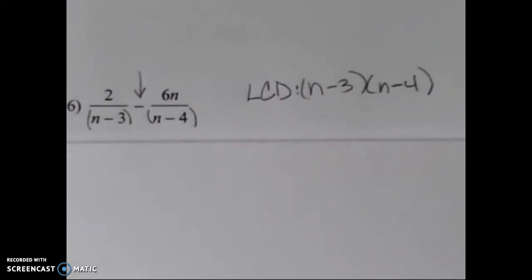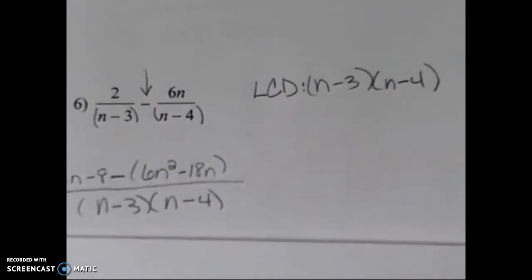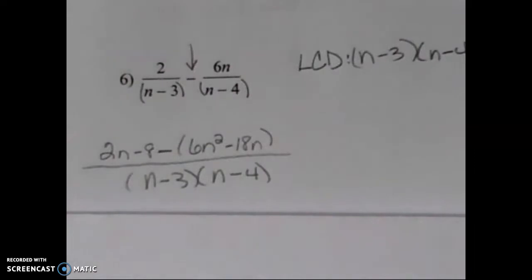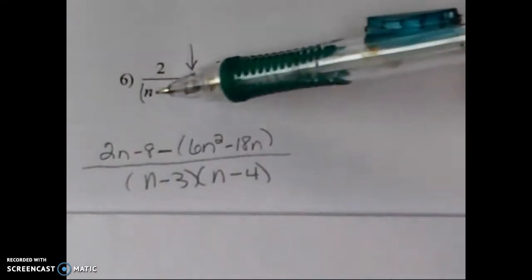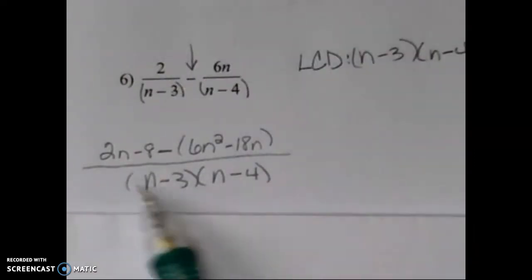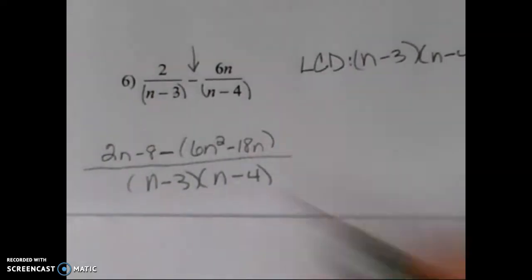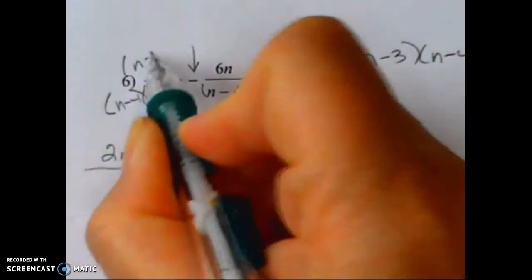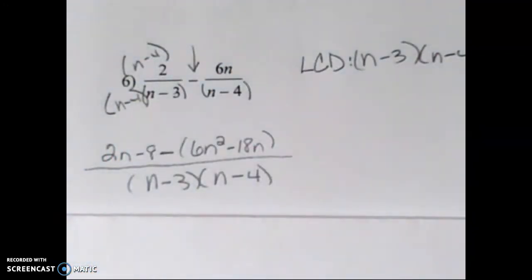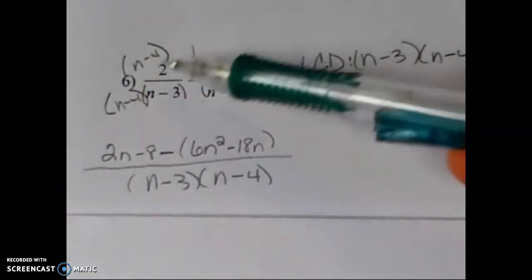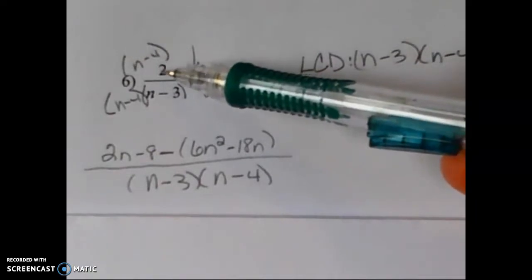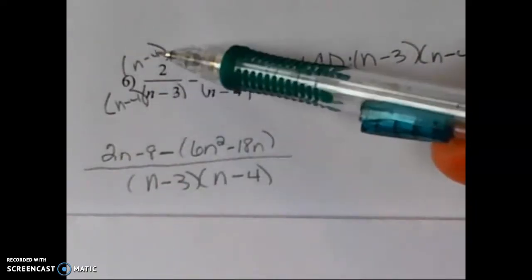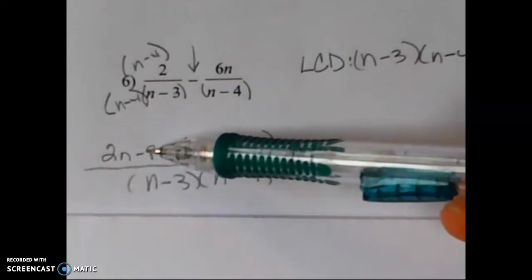There's the LCD. So I'm going to write the common denominator into one fraction. And then we have to figure out how to get to this numerator. So what I say is n minus 3 times what gets me this new denominator. That's n minus 4. I'll distribute the 2. 2 times n is 2n. 2 times negative 4 is negative 8.